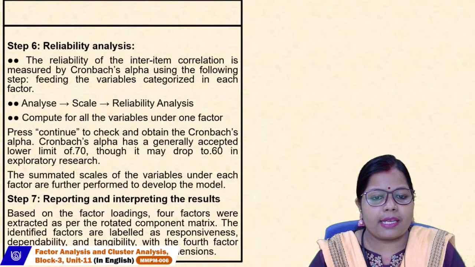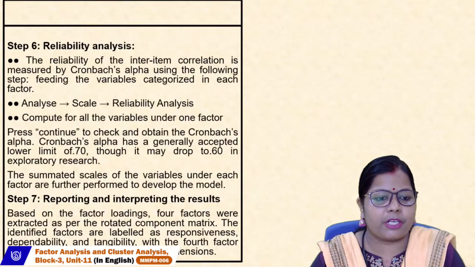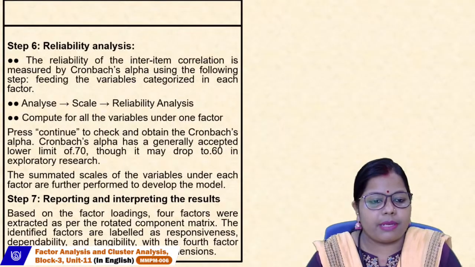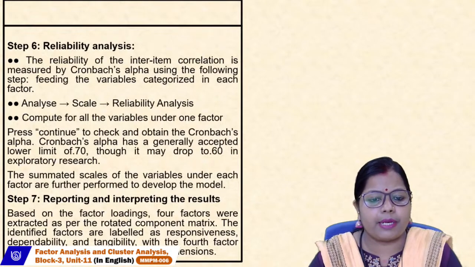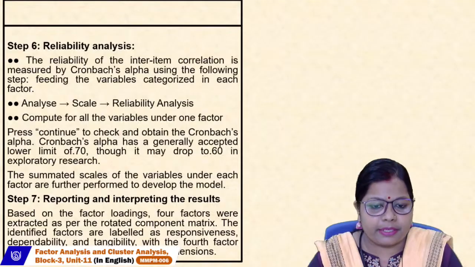Cronbach's alpha has a generally accepted value of 0.70, though it may drop to 0.60 in exploratory research sometimes. The summated scales of the variables under each factor are further used to develop the model. In step 7, reporting and interpreting of the result.